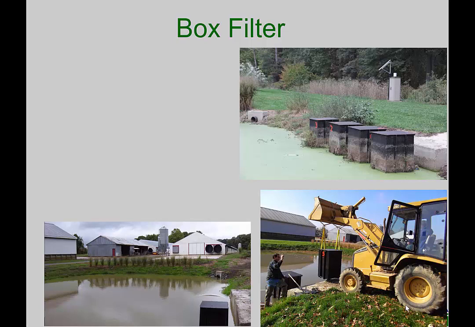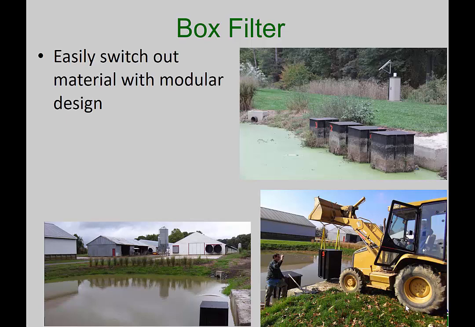Box filter. This is kind of a glorified cartridge filter, except it's much larger. This was built on a farm in Maryland as well. We can easily switch out the materials with this modular design where you can take the boxes out, pull them out, replace them, clean them out, and set a new fresh one in. This particular unit drains this pond that captures all the surface runoff from this poultry farm. And in order for that water to leave the pond, it has to flow through these perforated boxes full of phosphorus sorption material.